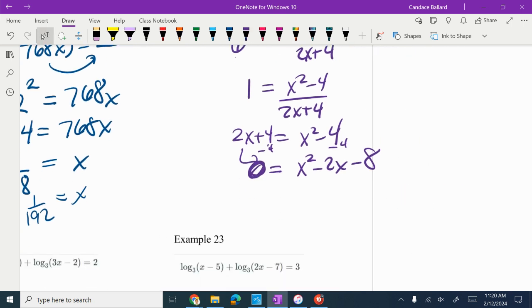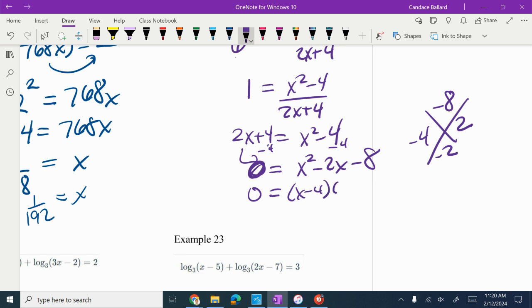Okay. What do I have, 3 terms? What kind of factoring do I do? Good old magic X. If you don't know it now, oh my gosh. Right? All right, 2 numbers that multiply to -8 and add to -2. So we get 0 equals x minus 4 times x.